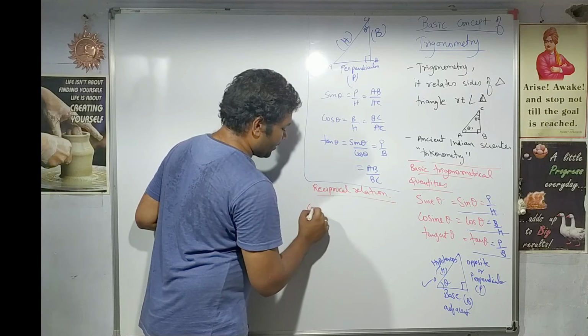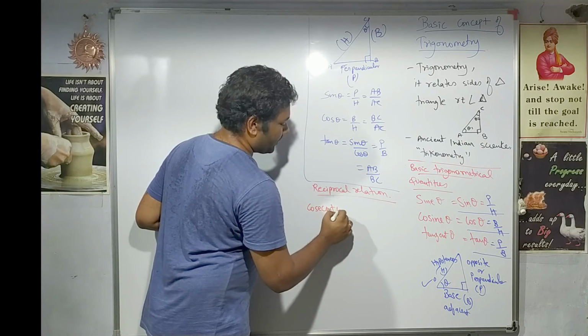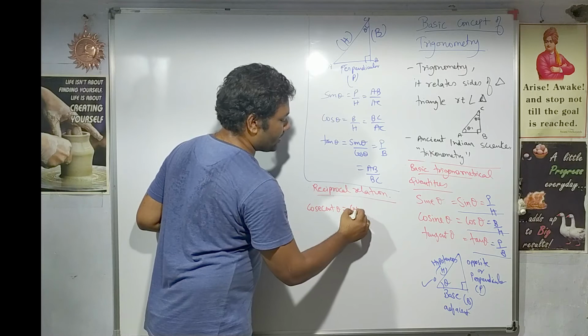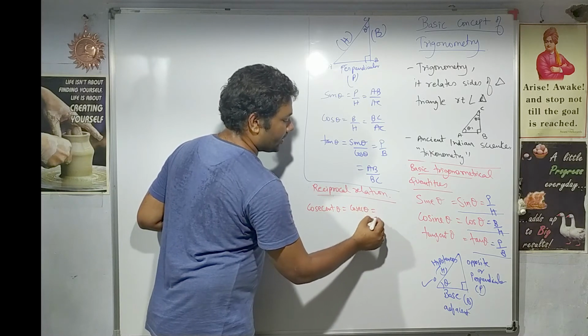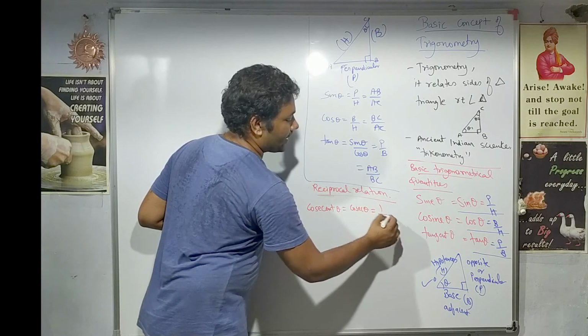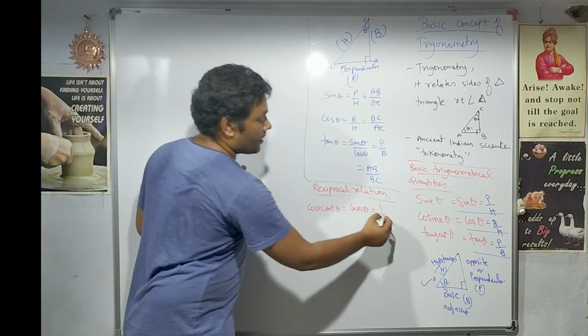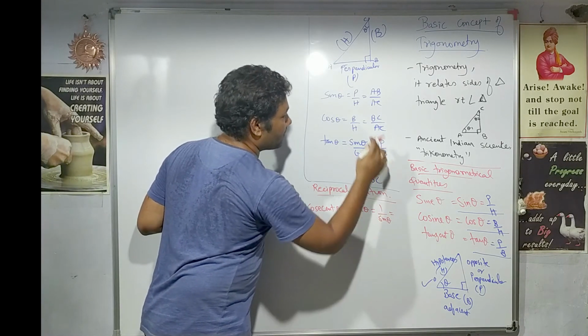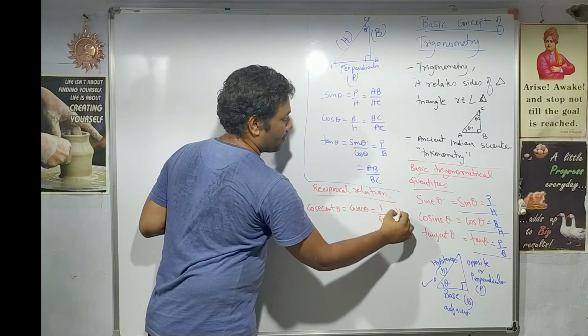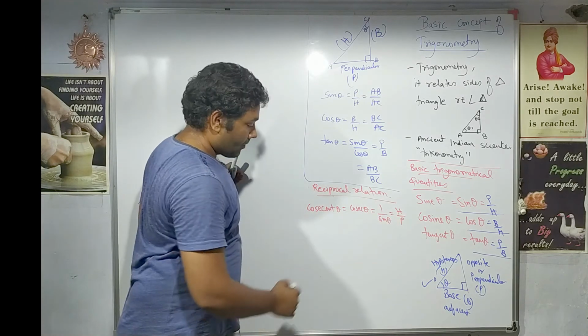Full name it is cosecant theta. In short we write it as cosec theta, and cosec theta is nothing but the reverse of sine theta. Reverse of sine theta, so the formula will also become reverse, right? It will be hypotenuse upon perpendicular.